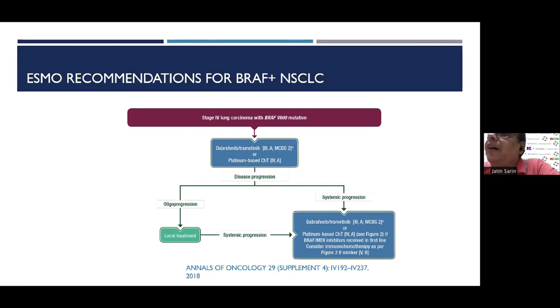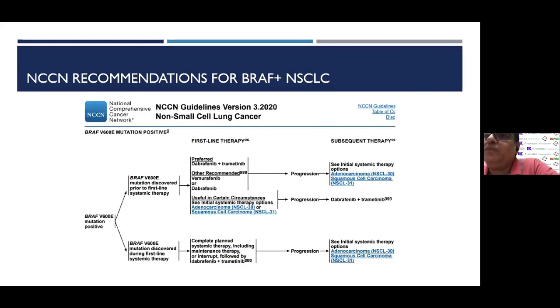This was what came initially. Now we are looking for subsequent mutations and changing therapy accordingly. But this was the teaching before, that whenever there is oligoprogression, please continue. And of course, in EGFR also, you can treat oligoprogression with local treatment. Next slide. Next slide, please. NCCN guidelines also say the same thing. Next slide, please.